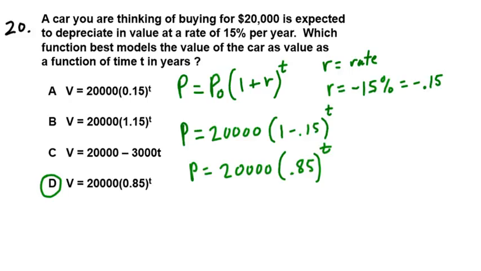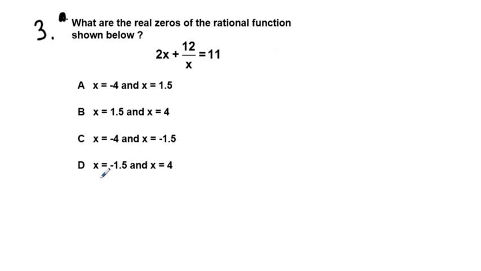By the way, these problems are not in particular order, so you're going to have to flip through your tests in different places. The next problem we're going to look at is problem 3. What are the real zeros of the rational function shown below? We have this rational function, 2x plus 12 over x equals 11.